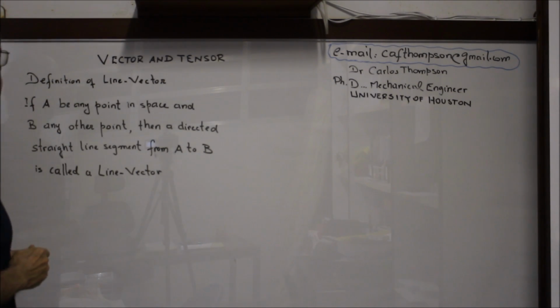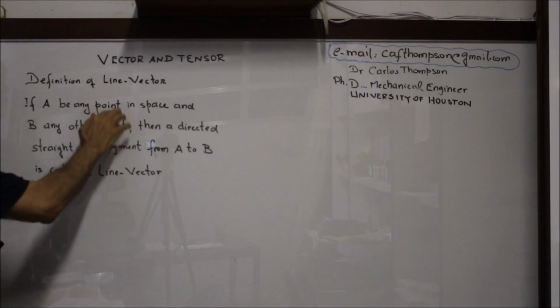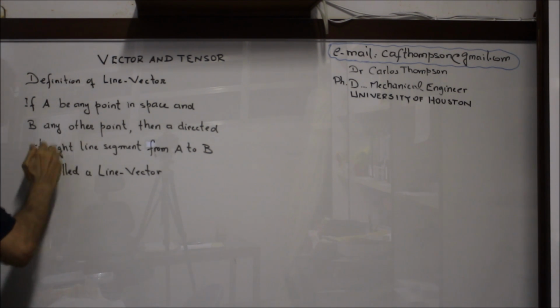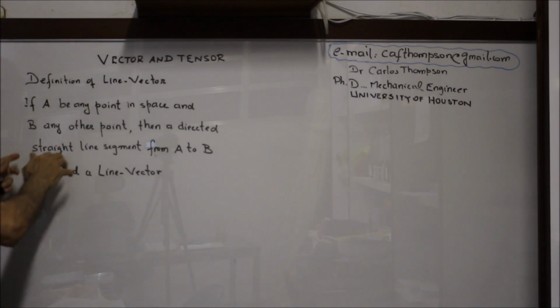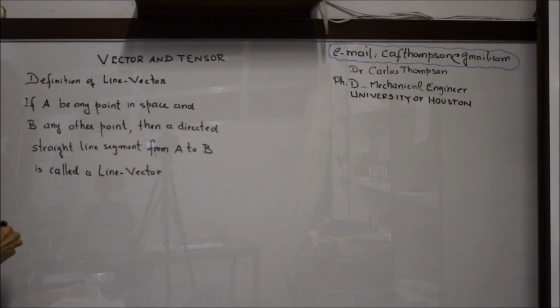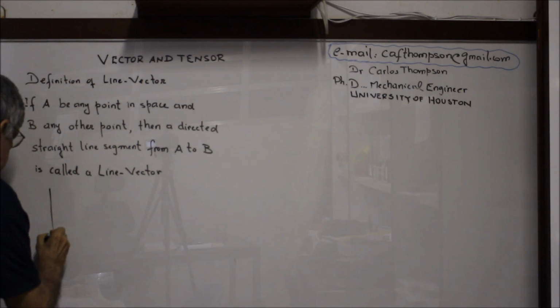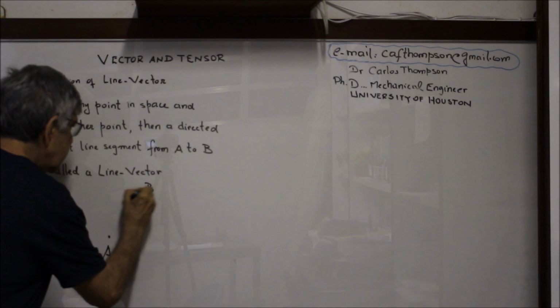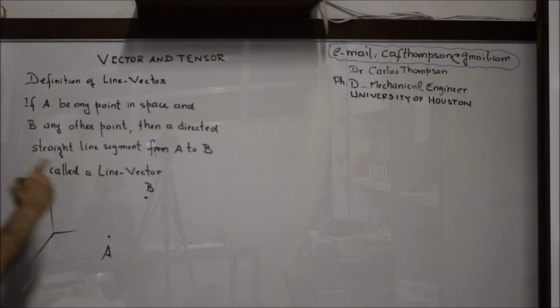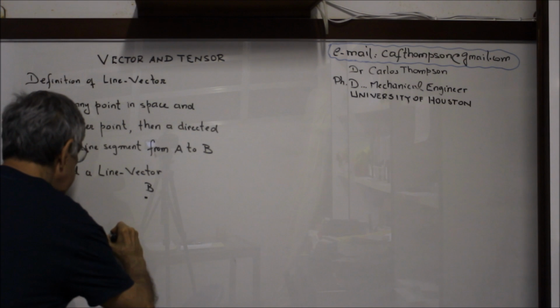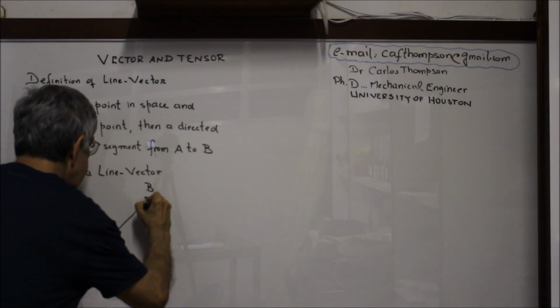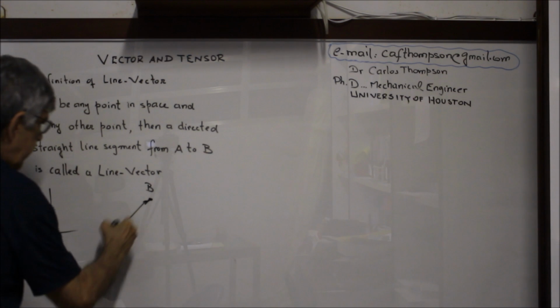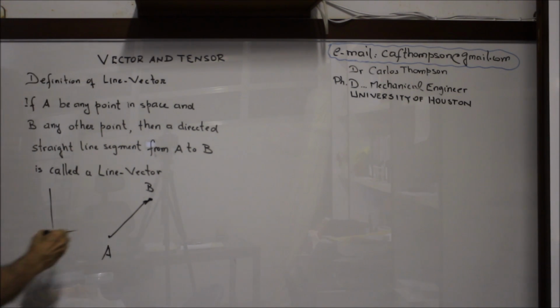Definition of line vector. If A is any point in space and B is any other point, then a directly straight line segment from A to B is called a line vector. Let's put here the space. Here is point A, this is point B.